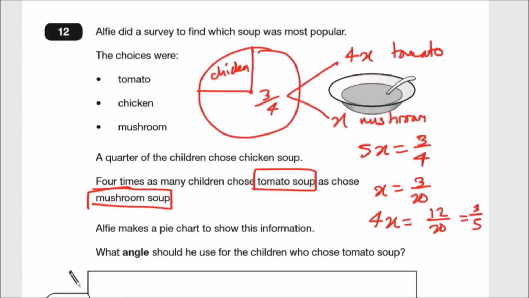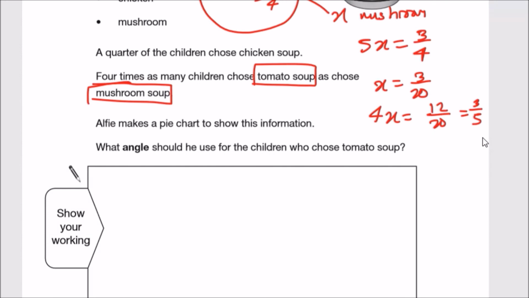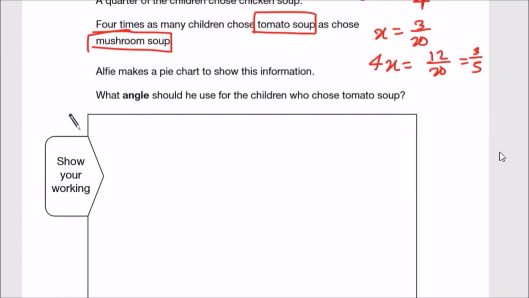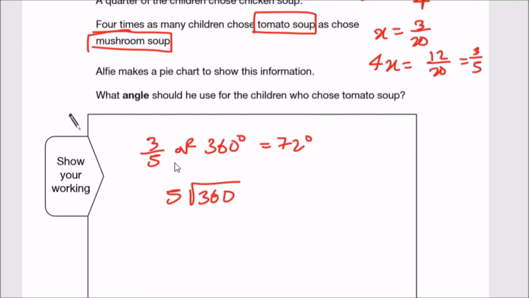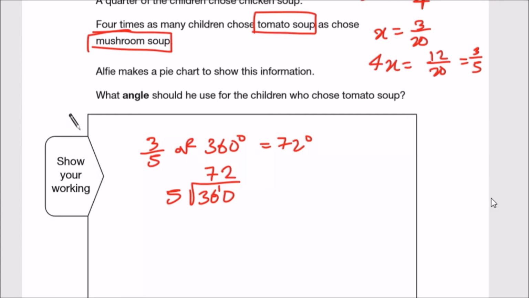Now, what angle should you use for children who chose tomato soup? So tomato soup would be 3/5 of the whole pie chart. Now we know that a pie chart adds up to 360, so we can say 3/5 of 360 degrees would represent the angle. Remember, of means times. So we can just say, firstly, find 1/5. 1/5 of 360 is 72 degrees. Remember, just do 5 into 360. This should give us, well, 5 into 36 goes 7 times, remainder 1, and 5 into 10 goes twice.